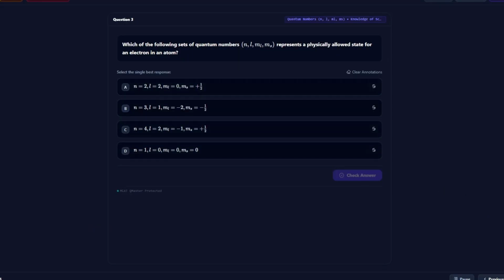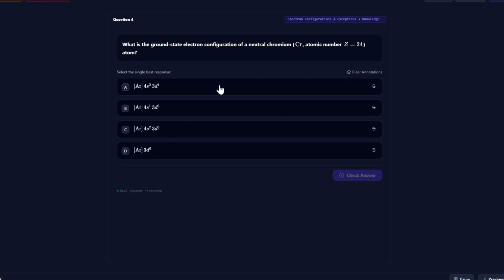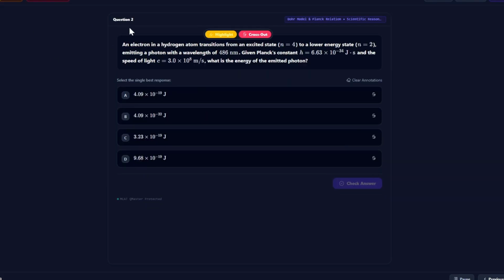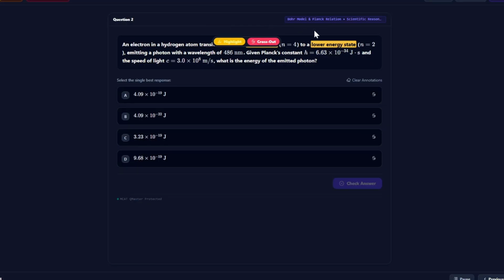As you can see, those are the quantum numbers we were talking about, and ground state we were talking about, right? So these are all high yield. Paramagnetic we were talking about. Unpaired electrons we were talking about. All this stuff we were talking about. It's just testing you. Excited state to a lower energy state, and it's giving you the constants in order to find, and now you have to use the light formulas that we saw earlier. Okay, so that's it, and enjoy.